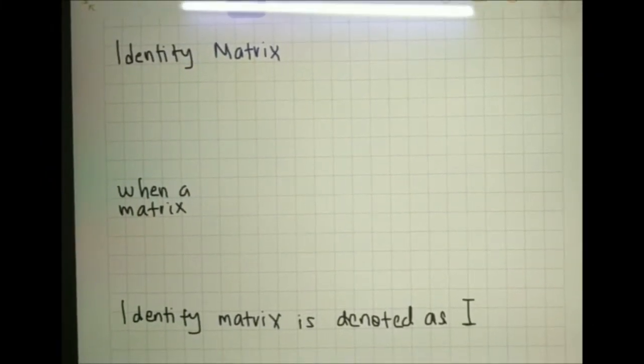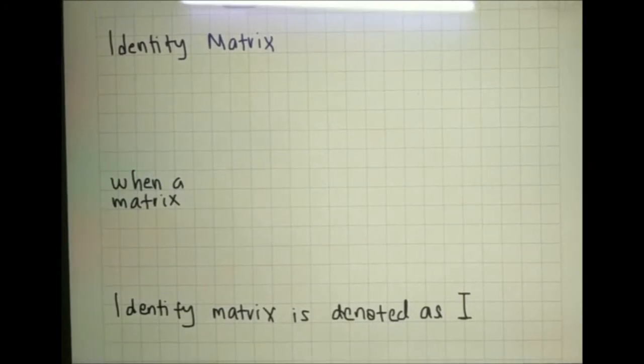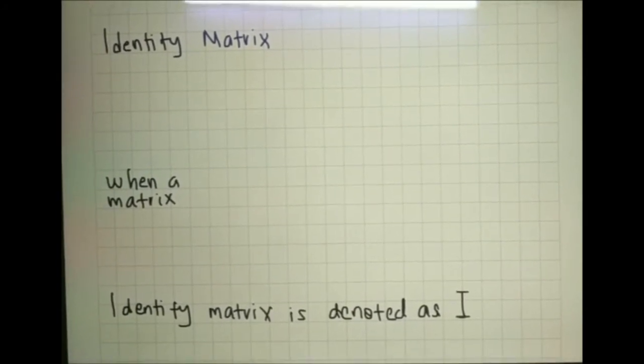Welcome to part 3, everybody. Let's continue where we left off. So we're going to talk about the identity matrix.